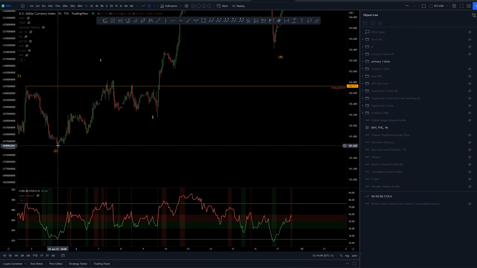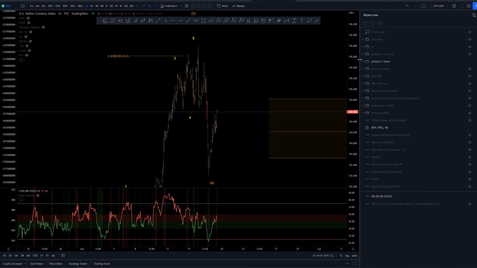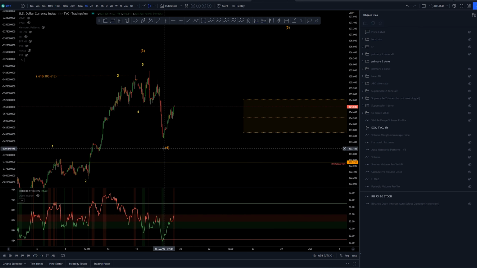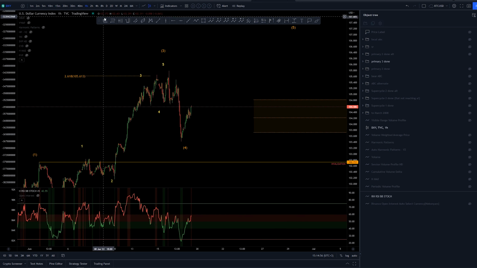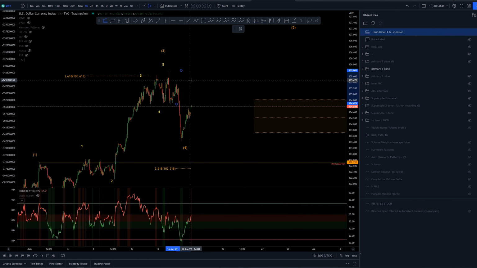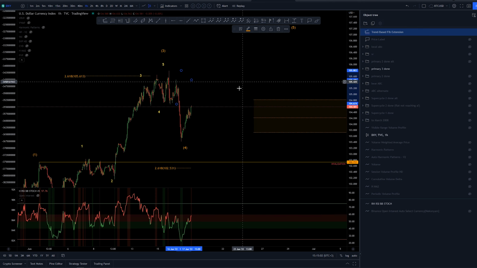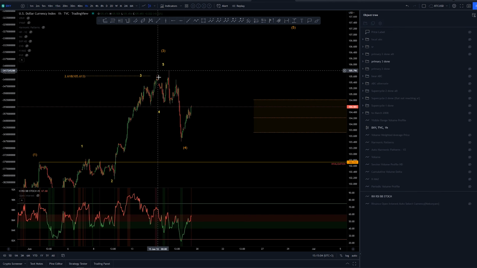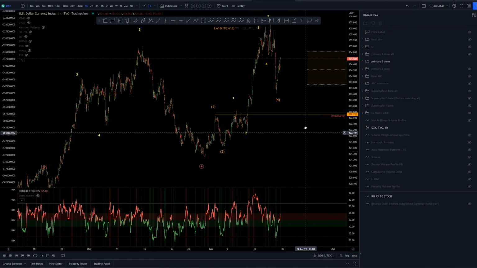This could be a double zigzag. And here, what do we have? A simple zigzag. And also the fact that this is at the 1.618 extension here, as mentioned before. So it makes this scenario even less likely to be true.